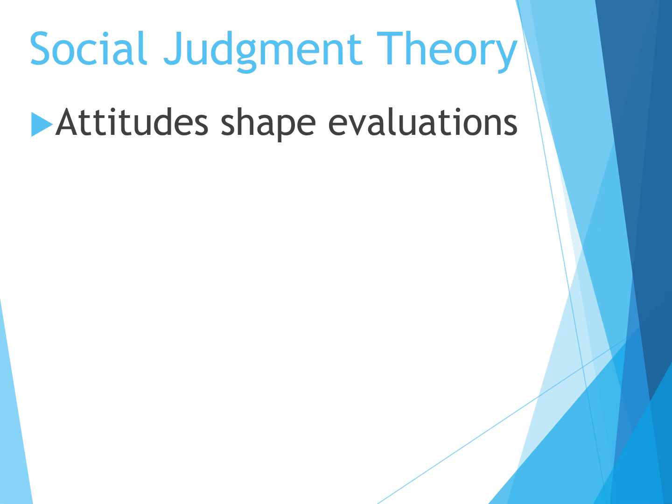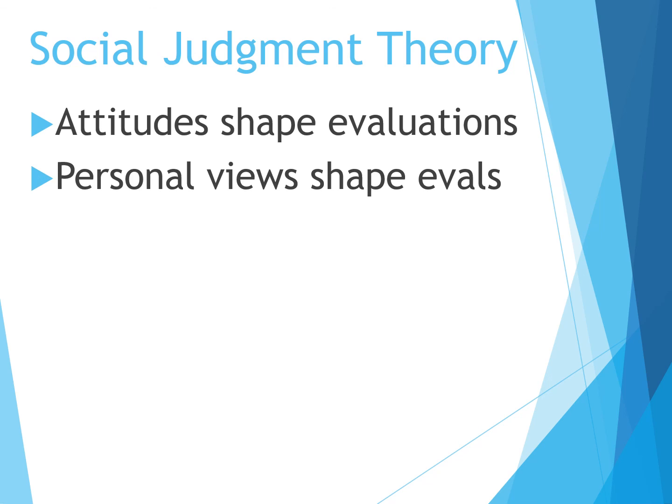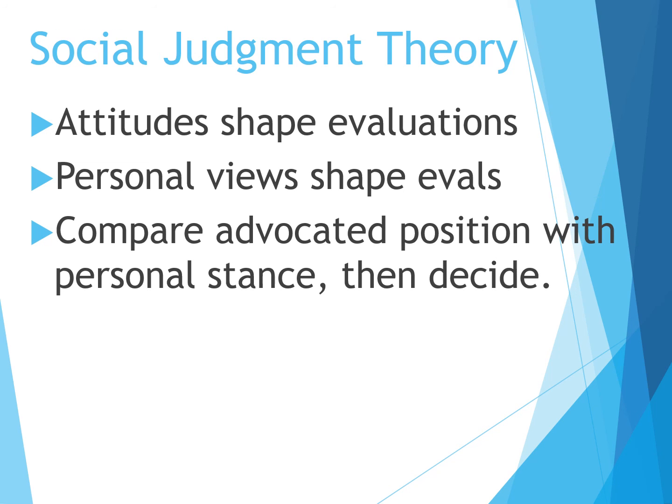So again, social judgment theory posits that attitudes shape evaluations. Personal views that we have on an issue or on a stance also shape the evaluation. So what we do when we're faced with a persuasive message is we compare our own position that we currently have with the advocated position, and then we decide. Okay, we're going to compare the advocated position, or the persuasive message that we're hearing, with the position that we already have, and then we're going to decide, depending on whether it falls within our latitude of acceptance, our latitude of non-commitment, or our latitude of rejection.